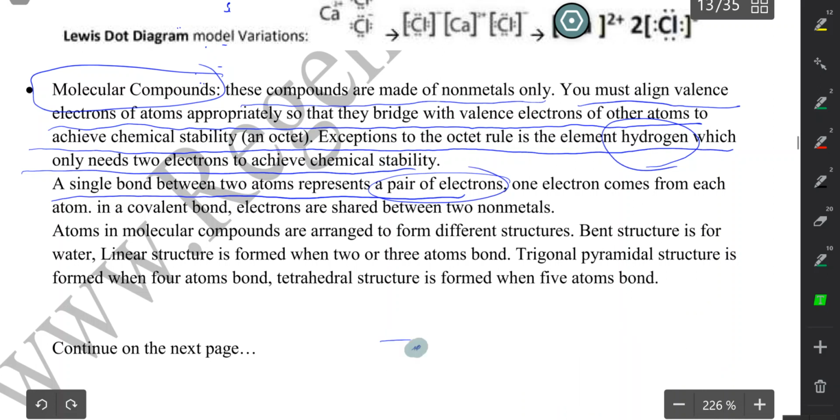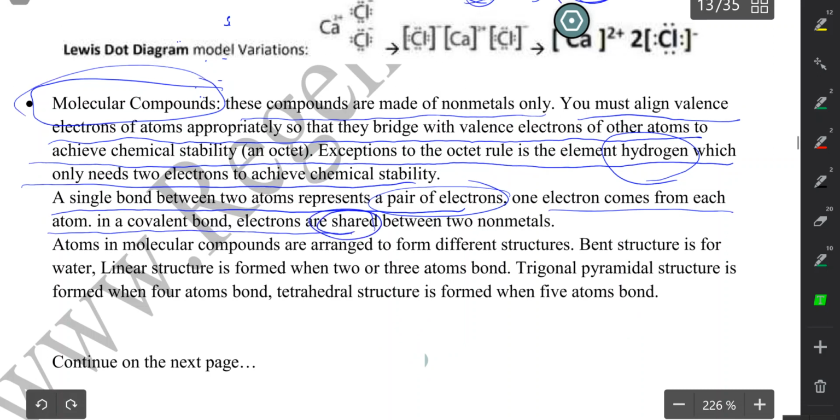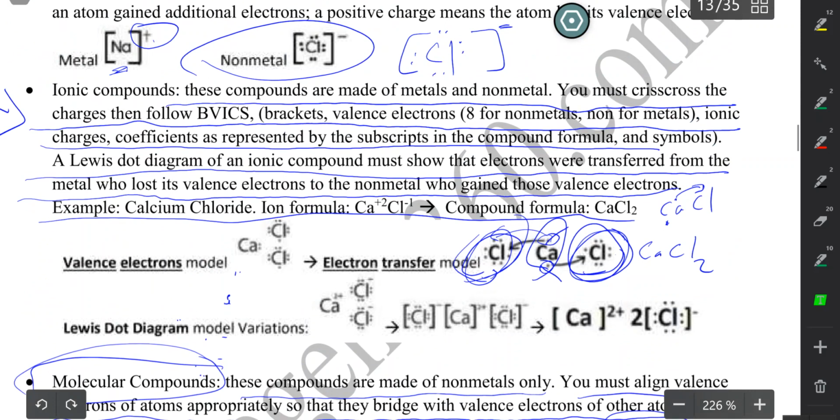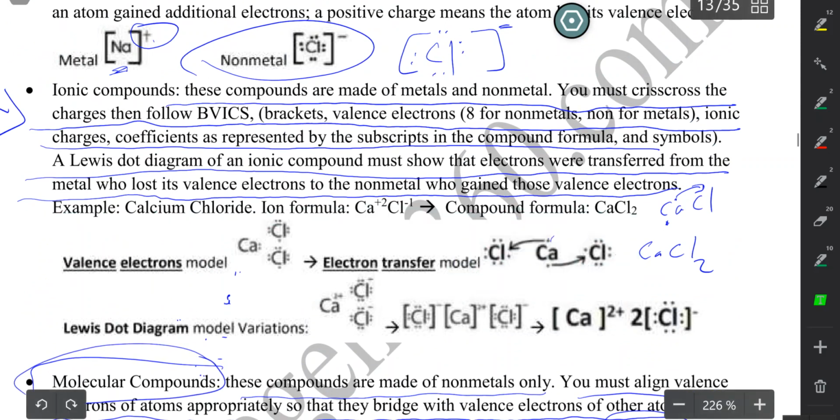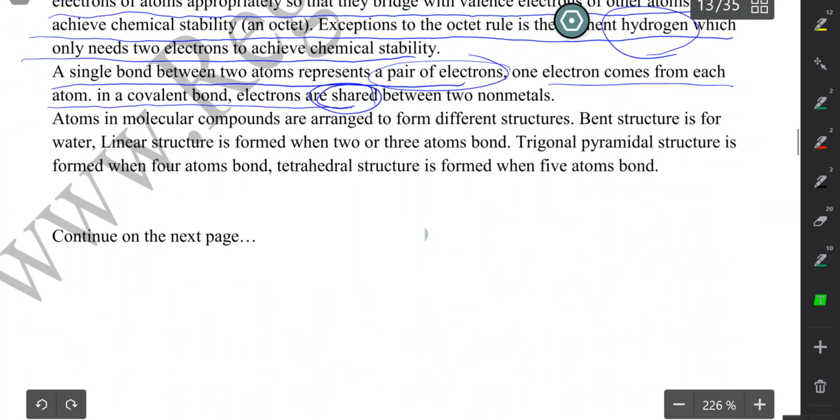Okay, going on further. Keep in mind that in a covalent bond, which takes place in molecular compounds, electrons are shared, unlike in ionic compounds where electrons are transferred. Like in the previous case here, the calcium electron was transferred to chlorine. Okay?